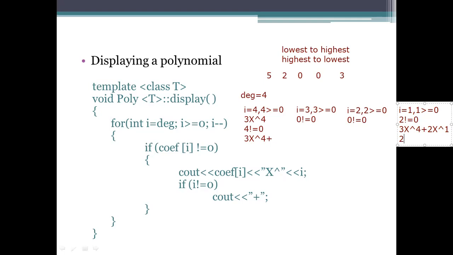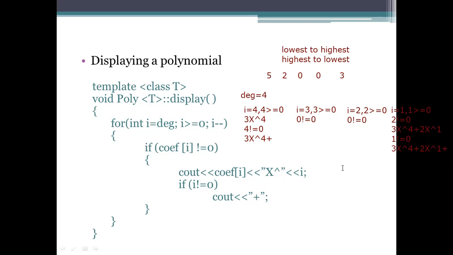Sorry, I value is 2. So I value is 1 only, not equal to 0. Okay. Then what are we doing? We are appending a plus value to that one: X to the power of 4 plus 2 x to the power of 1. Again plus. Okay.